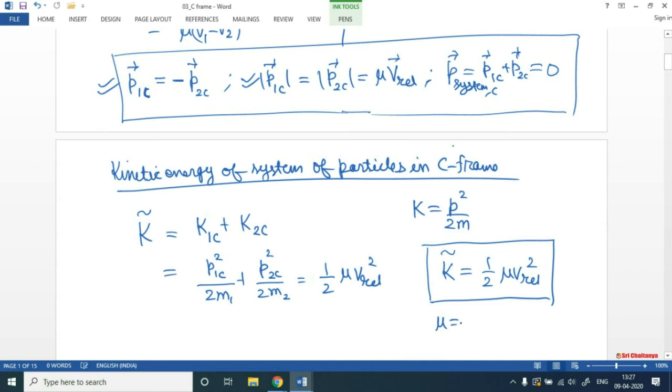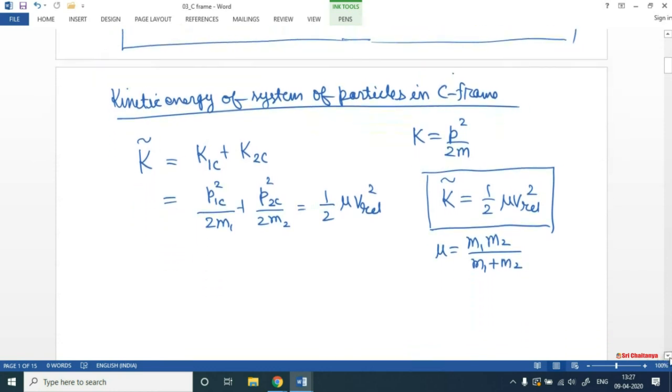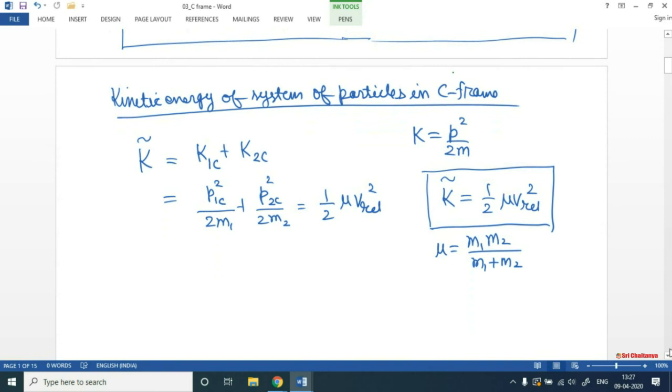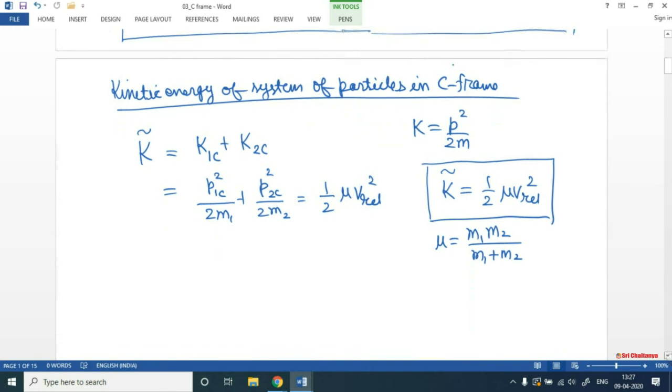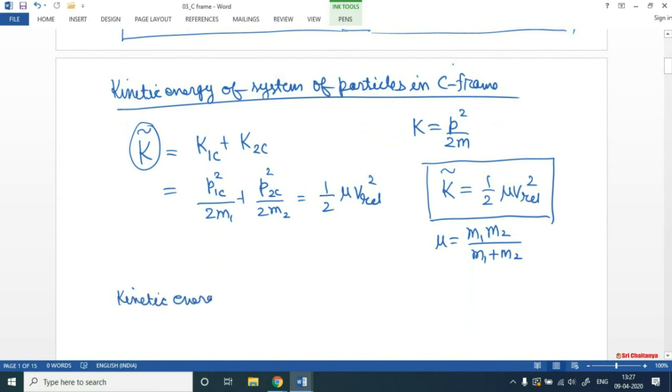Again, let me tell you, mu is nothing but the reduced mass, that is m1 m2 divided by m1 plus m2. And another thing, if we know the kinetic energy of the system of particles in the C frame, that can also be termed as internal kinetic energy. So from this relationship, if we know this value somehow, the kinetic energy of the system in the ground frame we can also tell.